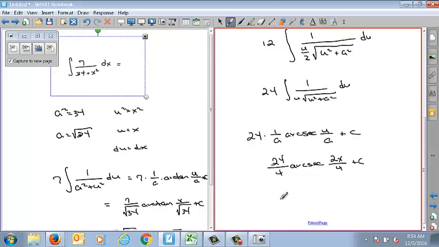So 24 divided by 4 is 6. So I get 6 times the arc secant of x over 2. So I go ahead and simplify these fractions if I can. And that's the final answer. So we're done with that one.